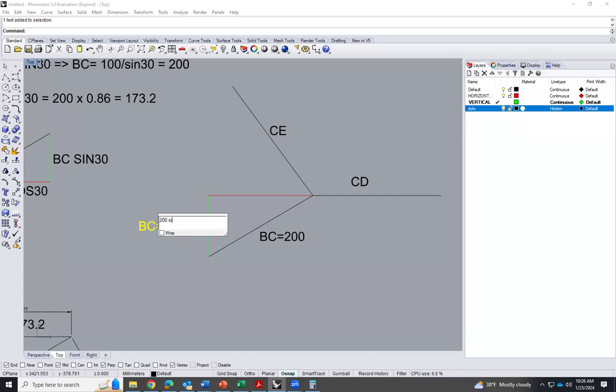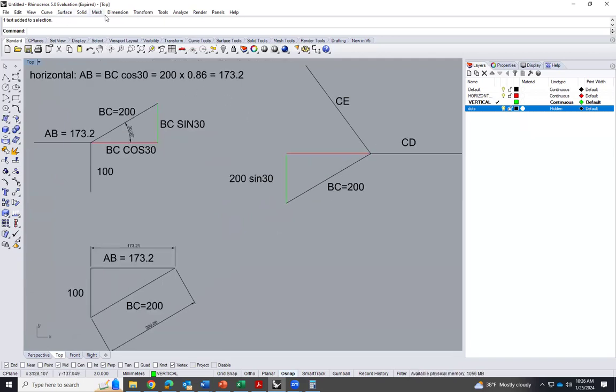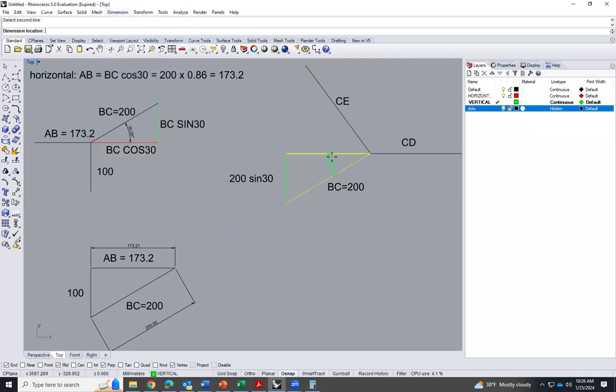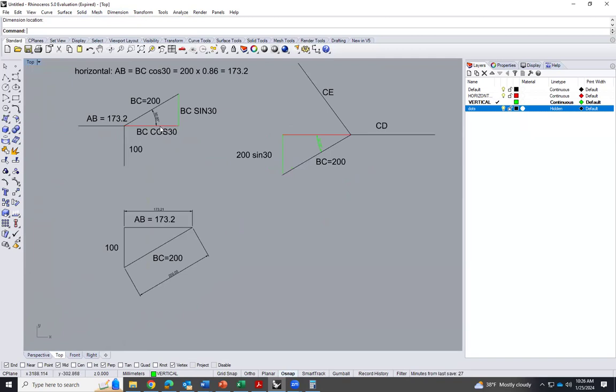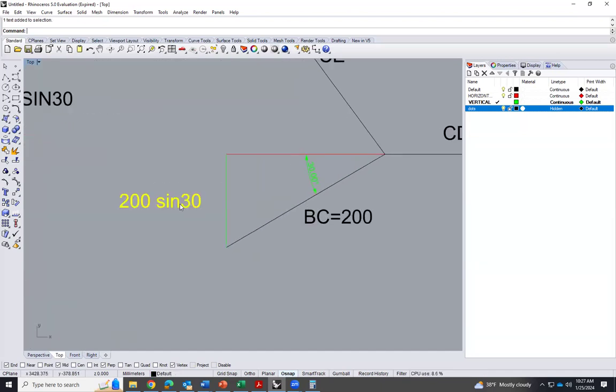And if it's a vertical component, that will be sine 30, because this angle, if this is 30, that angle should be 30. So let's do it again. If we dimension, angle dimension, we click here, we click there, this is 30. The same angle as this one. So this vertical component is 200 sine 30. What is this horizontal component? It will be 200 cosine 30.